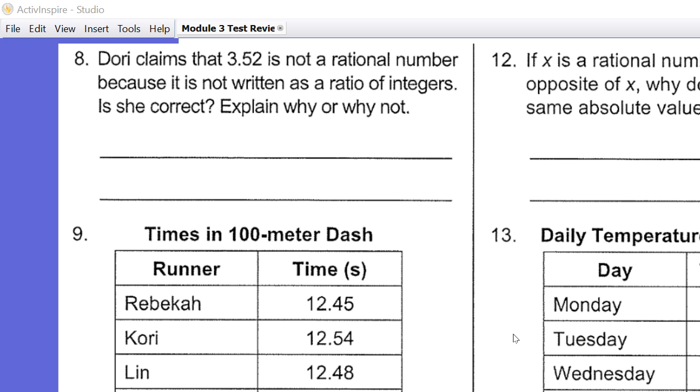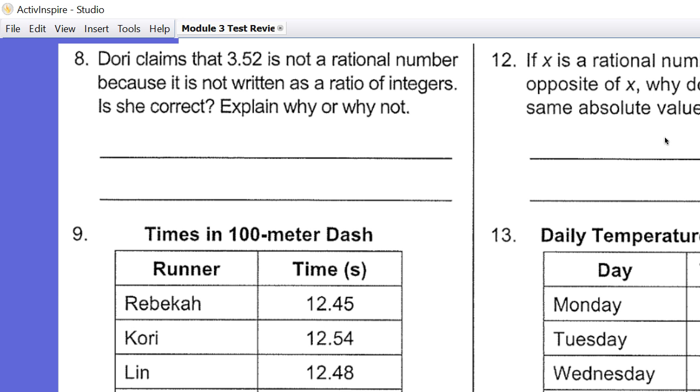This is Test Review, Module 3, Video 2. We are on the second side of the first page. Question number 8. Dory claims that 3.52, or 3 52 hundredths, is not a rational number because it is not written as a ratio of integers. Is she correct? Explain why or why not.